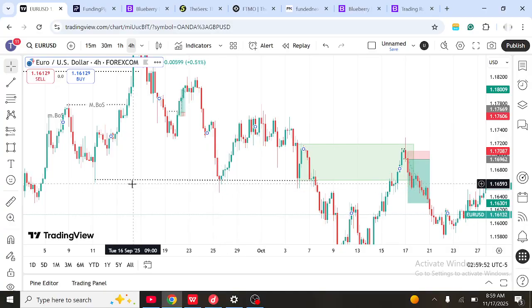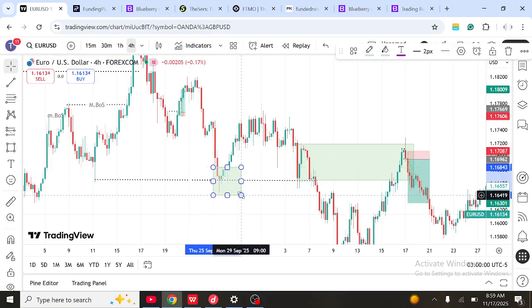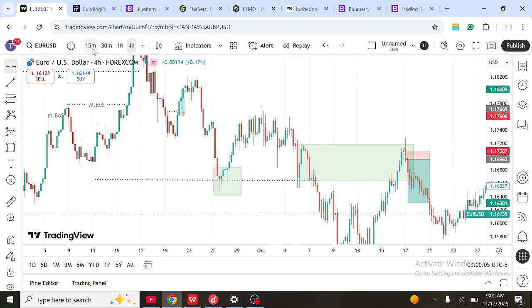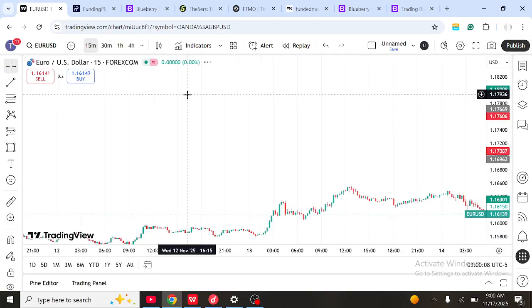Look at this one. Can you see? This low was taken out with a wick. So let me show you the entry here. This is going to be a buy, not a sell, because we are expecting a rejection. You get the concept. So let's go to 15-minute time frame, and then let me show you that.